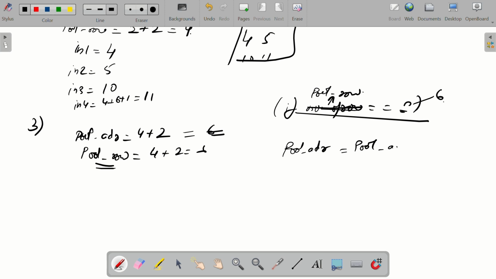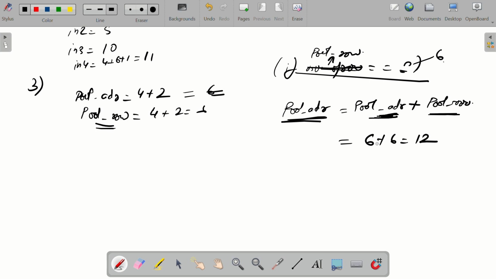Pool address will become the previous value of pool address plus pool row. Sorry, not the previous value of pool address, the current value of pool address plus the current value of pool row will become the new pool address value. So that will be 6 plus 6. So it becomes 12. Now you can continue with the previous methodology of computing the pixel address.